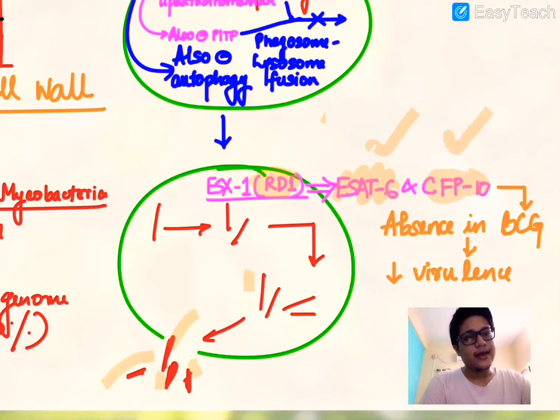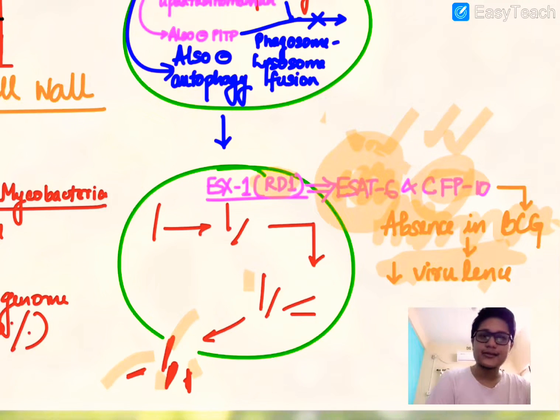Now, this ESAT6 and CFP10 have two clinical importance. One is that detection of ESAT6 and CFP10 via interferon gamma release assays are newer techniques being used to diagnose tuberculosis infection, active tuberculosis infection, that is. However, one must remember that this ESAT6 and CFP10 are actually absent in the BCG vaccine, and that is the reason for the reduced virulence, and that is why we use it in the immunization program. Okay, so the usefulness of this ESAT6 and CFP10 in microbiological diagnosis, I'll again discuss in the second video.